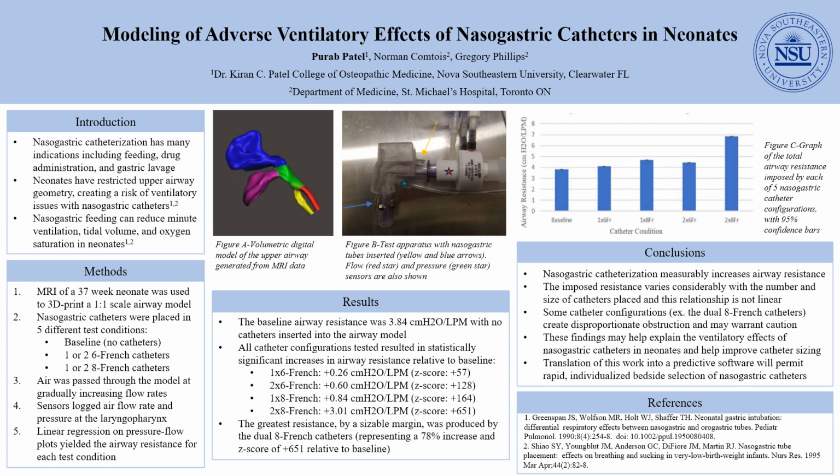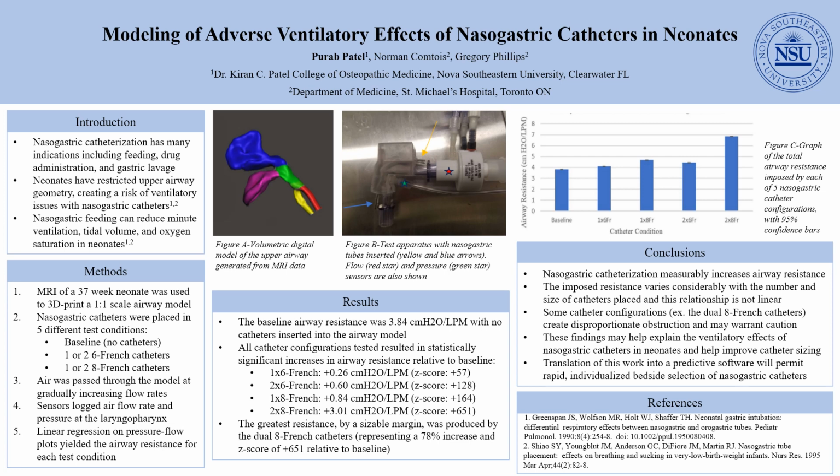Medical air was then passed through the model at gradually increasing flow rates, and the flow rate as well as the pressure at the level of the laryngopharynx was measured by sensors. Each test was performed threefold in order to increase reproducibility and allow for calculation of confidence intervals. Linear regression analysis on the pressure flow data provided the total airway resistance generated by each of the catheter configurations.